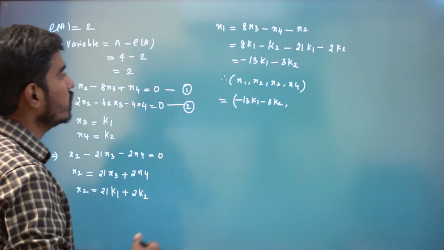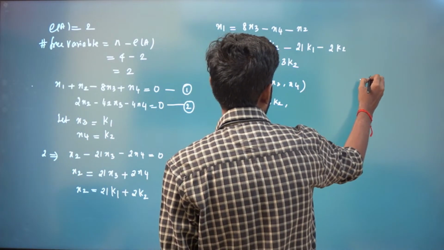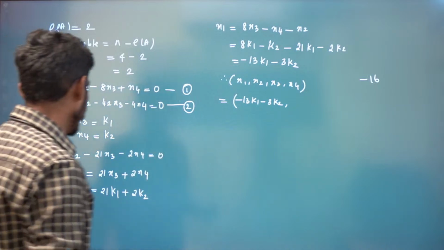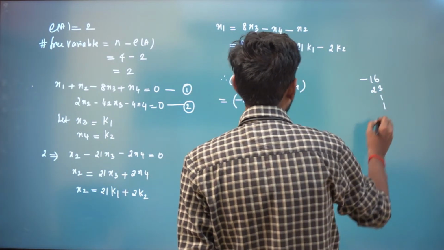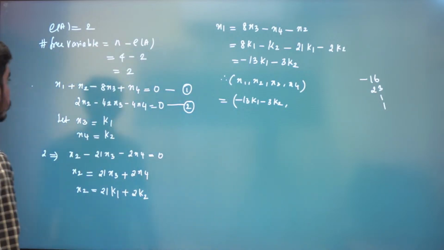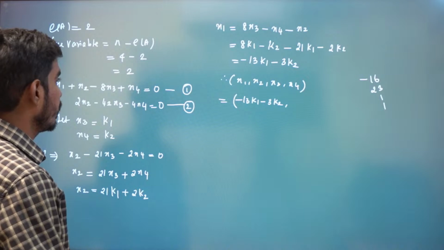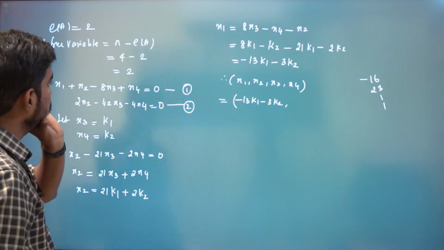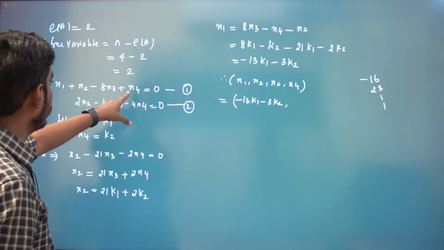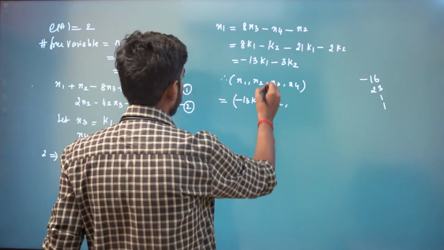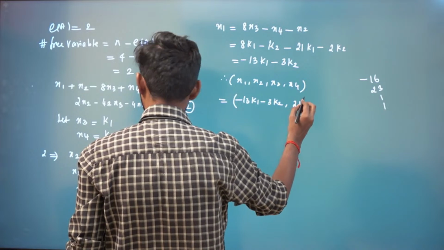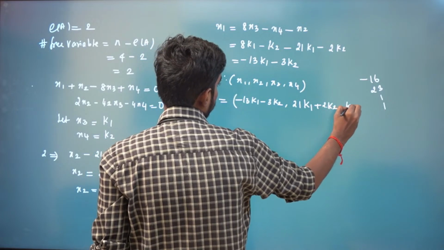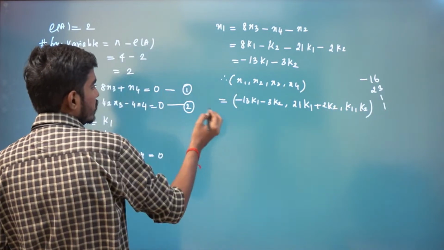What happens if I take k1, k2 both to be equal to 1? It will be minus 13 minus 3 will be minus 16. X2 will be 23. Then we have 1, 1. We see whether it satisfies or not. So x1 plus x2. So minus 16 plus 23 is 7. 7 plus 1, 8. Yes, correct only. Minus 13 k1 minus 3 k2. X2 is 21 k1 plus 2 k2, comma k1, comma k2. Right? So this is our solution space.